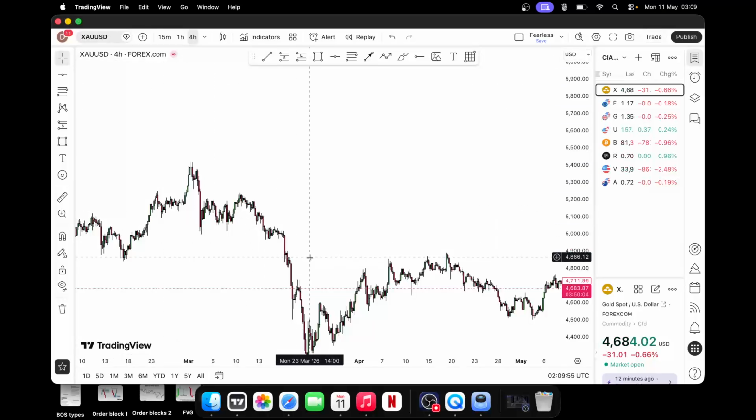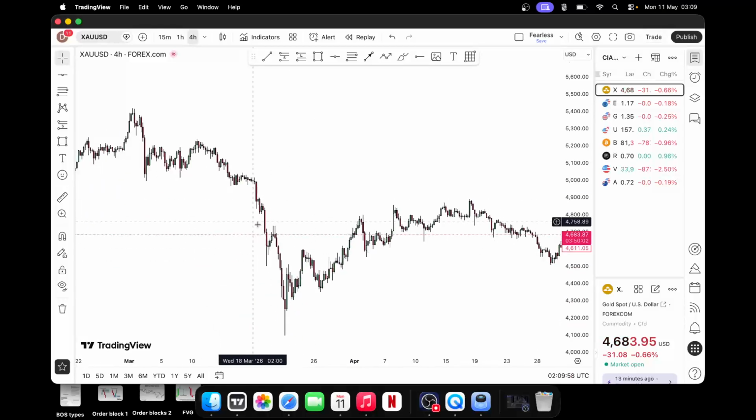So in our next video, we'll be talking about what all these candles mean and how you can use them to actually analyze the market and make profit.